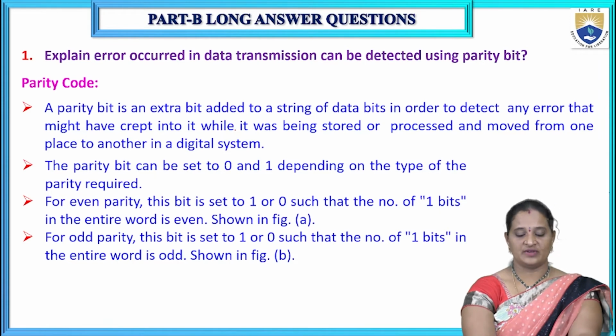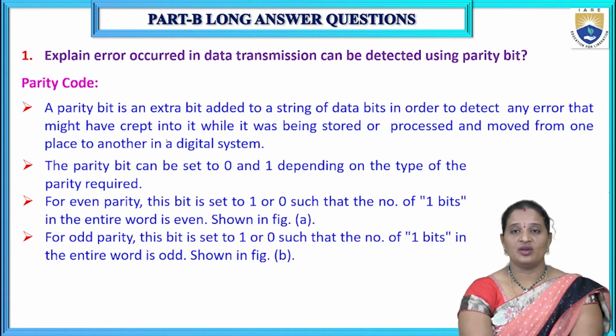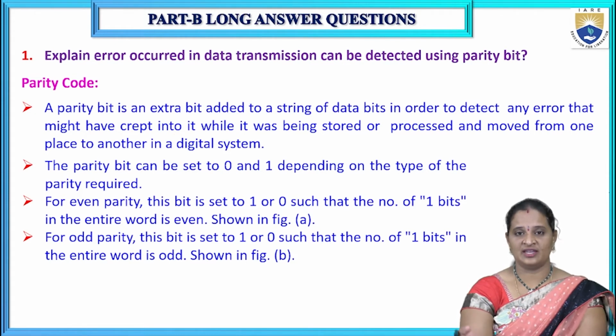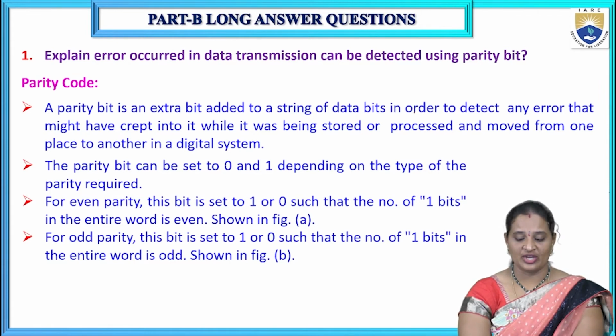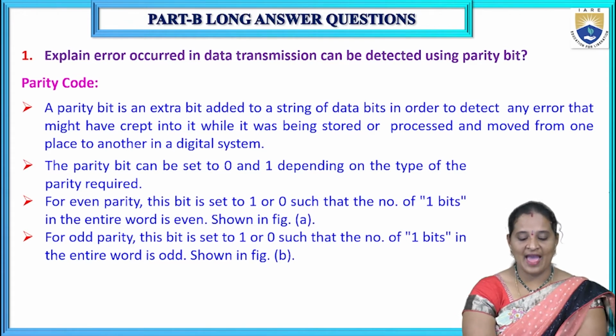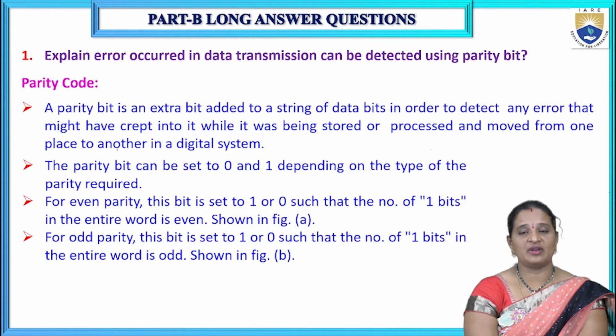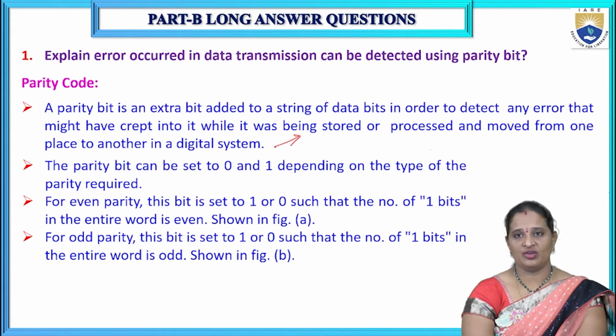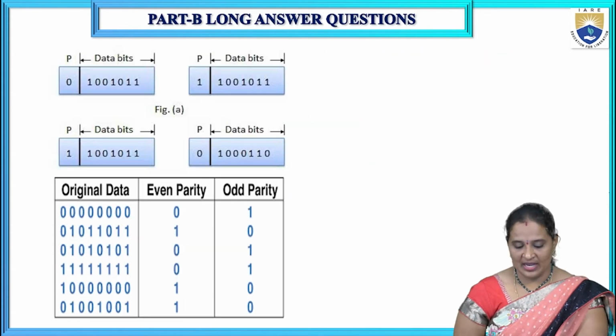Now, first of all, how to answer this? First, we need to write what a parity bit is and what the significance of a parity bit is. A parity bit is an extra bit added to a string of data bits in order to detect any error that might have crept into it while it was being stored or processed and moved from one place to another in digital systems. We also need to write how many types of parity we have, and take an example like this.